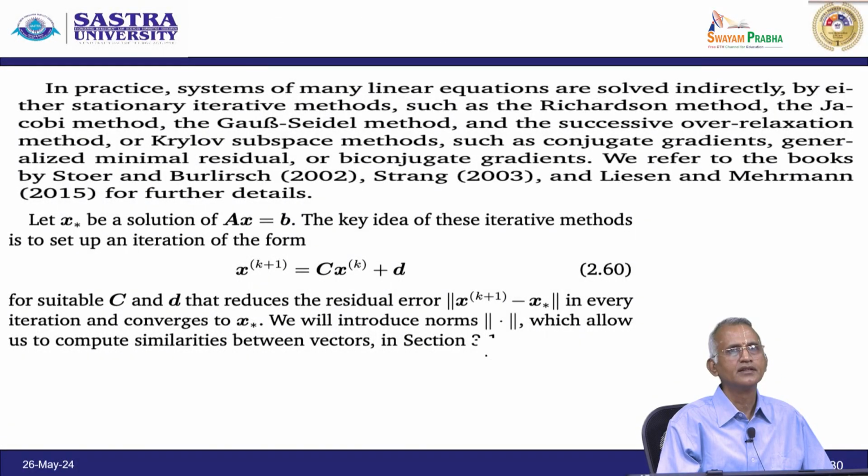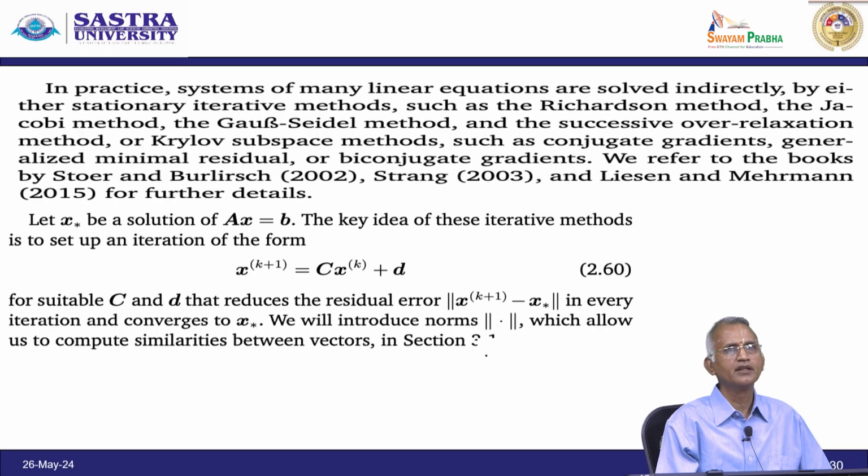In practice, systems of many linear equations are solved indirectly, either by stationary iterative methods such as the Richardson method, Jacobi method, Gauss-Seidel method, successive over-relaxation method, or Krylov subspace methods such as conjugate gradient, generalized minimal residual or biconjugate gradient. We refer to the books of Stoer and Bulirsch, Strang, and Liesen and Mehrmann for further details, so that you can understand the depth of the above techniques.